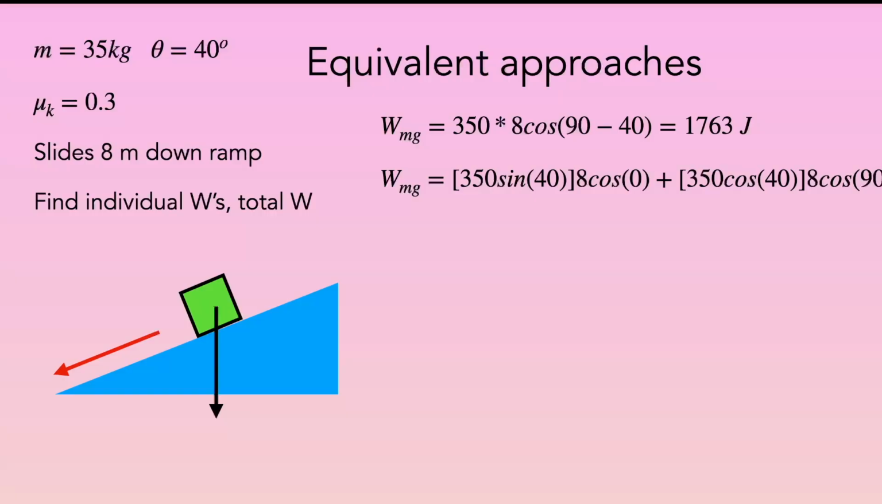Okay, so the component down the ramp is 350 sine of the ramp angle, 350 sine 40, times 8, the displacement, times the cosine of 0, because the component of mg down the ramp is in the same direction as the displacement. Then we take that perpendicular one, 350 cosine 40, times 8 times cosine of 90, because the component into the ramp is perpendicular to the displacement down the ramp. So that first term will have some value. The second term will be 0. And guess what? Sine of 40 is the same as cosine of 50. We end up with the exact same number.